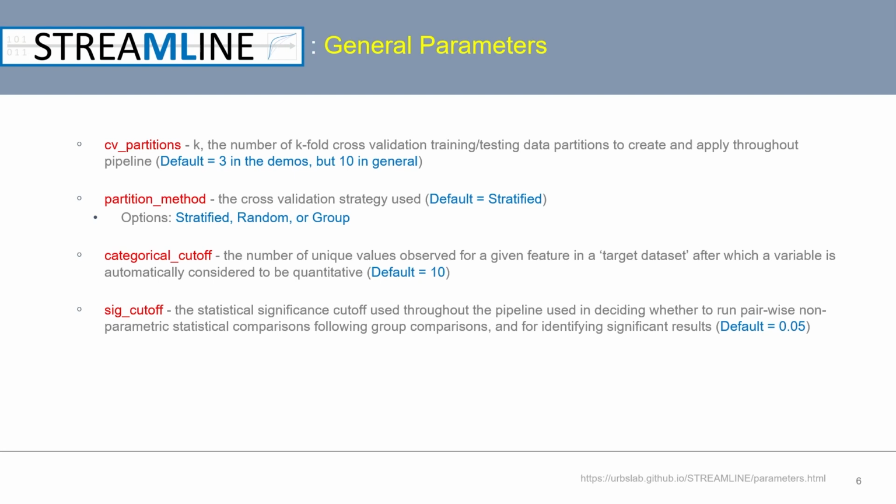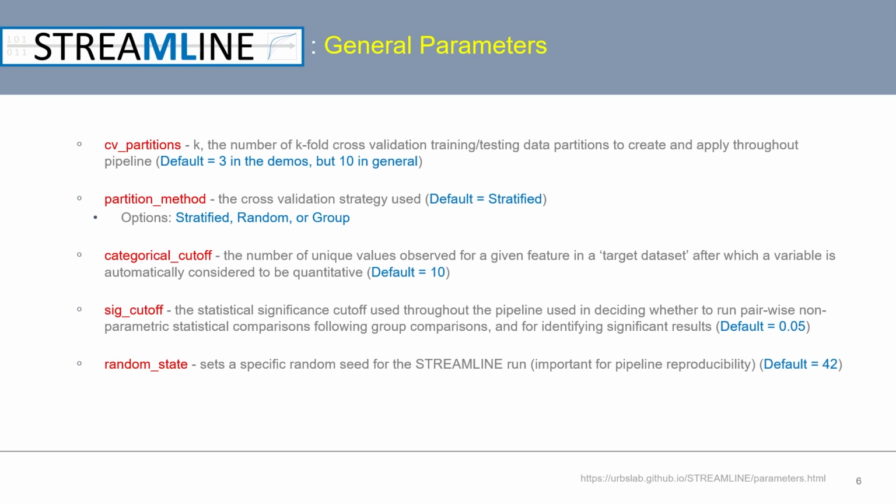It's used in deciding whether to run pairwise non-parametric statistical comparisons following group comparisons, and for identifying significant results. Its default is set at 0.05. Random state is the run parameter that sets a specific random seed for the Streamline run. This is important for pipeline reproducibility. Notably, to ensure Streamline reproducibility, especially when running Streamline on an HPC cluster, the timeout hyperparameter sweep run parameter, discussed later, must also be set to none.